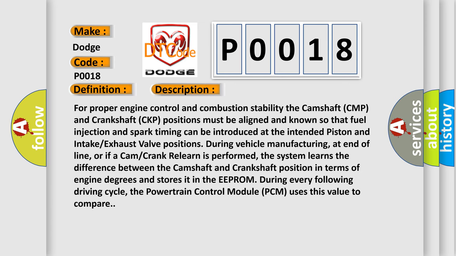For proper engine control and combustion stability, the camshaft CMP and crankshaft CKP positions must be aligned and known so that fuel injection and spark timing can be introduced at the intended piston and intake and exhaust valve positions. During vehicle manufacturing, at end of line, or if a cam crank relearn is performed, the system learns the difference between the camshaft and crankshaft position in terms of engine degrees and stores it in the EEPROM. During every following driving cycle, the powertrain control module PCM uses this value to compare.